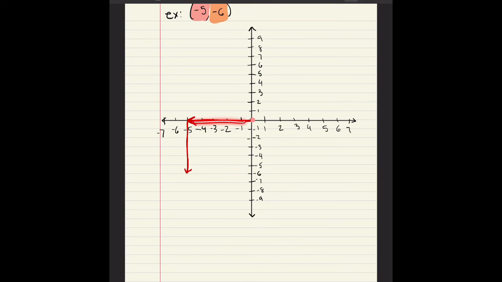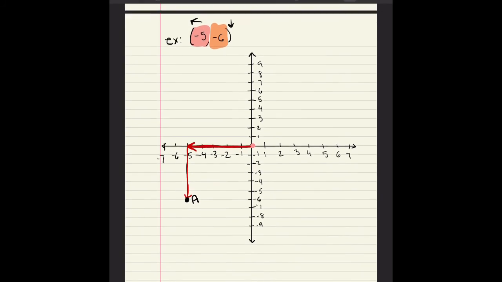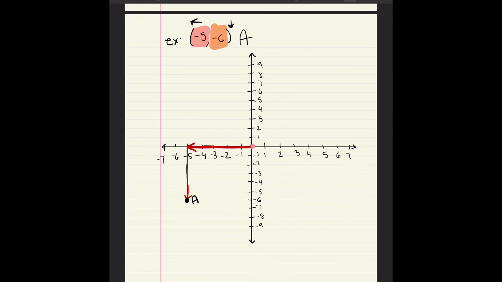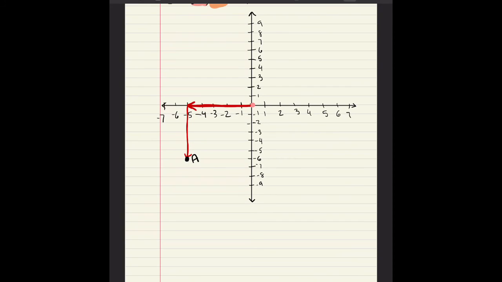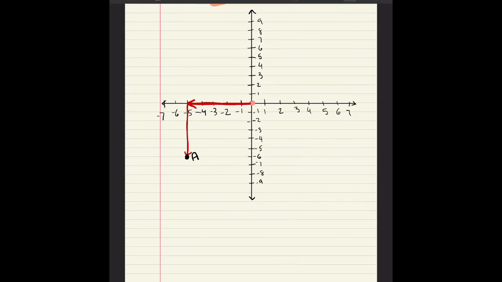So I went over 5, down 6. And I'm going to leave a dot there. Oh, I'm going to put a dot here and label it, which would be position A. Well, it's going to be A now. All right, let's try some examples.